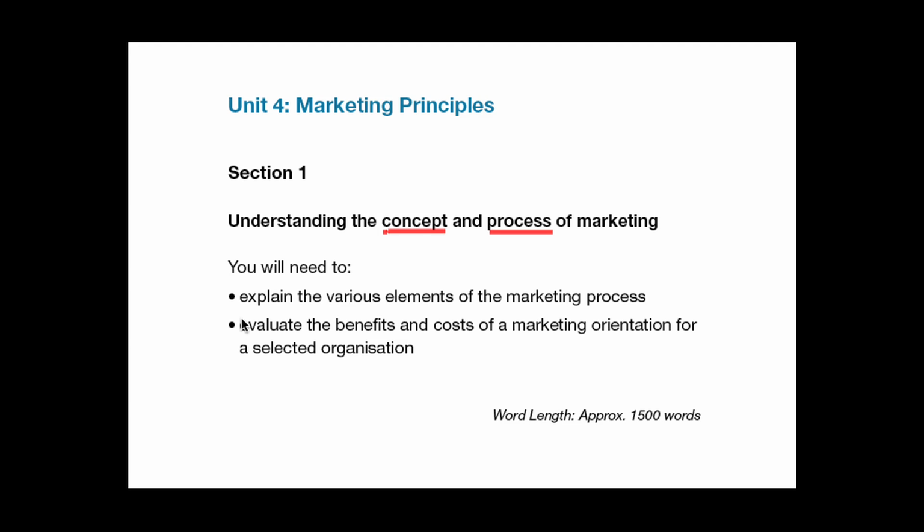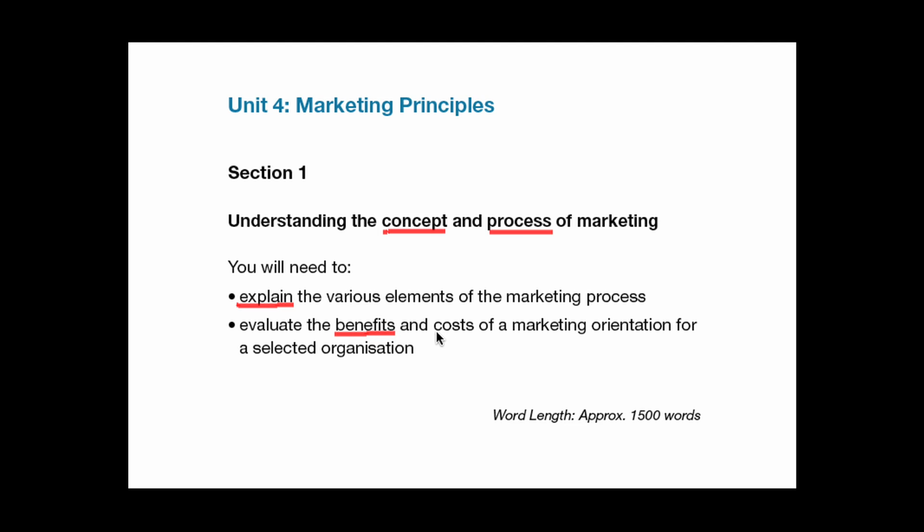On bullet point 1, you've been asked for an explanation of the various elements of the marketing process, so you need here more than just a definition. You need to include something about how the elements work and perhaps how the elements work together and why the elements are important. And remember that this section is about the theory and the practice, or the concept and the process of marketing.